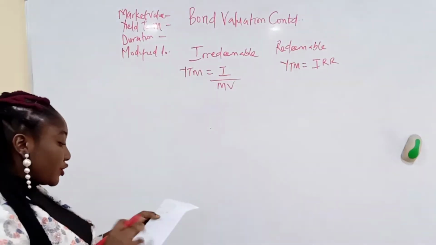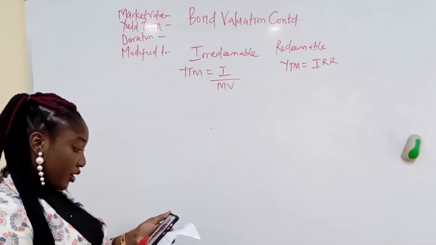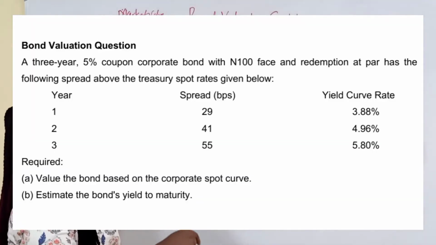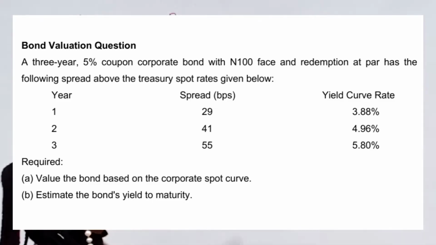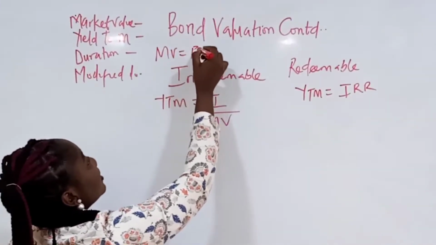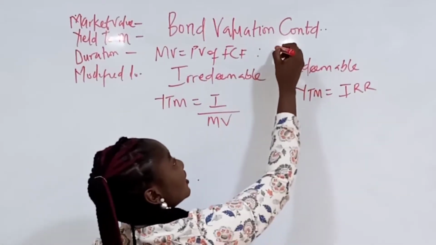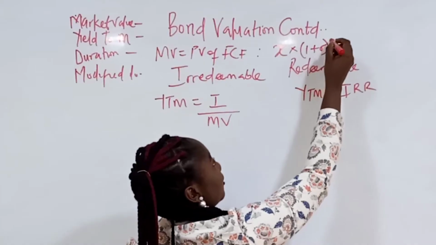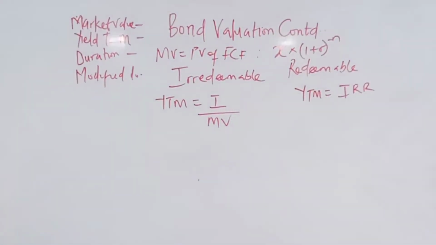So after reading this question, what did they say we should do? Let me read the requirements. The requirement is to value the bond based on the corporate spot curve. They're asking you to calculate the market value of the bond. And in the last class we said market value is the present value of future cash flows. What does that mean? It means a particular cash flow times 1 plus r raised to power minus n, as in you are discounting.